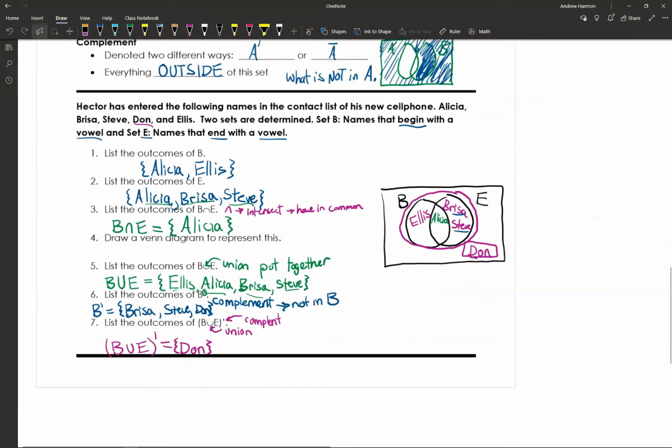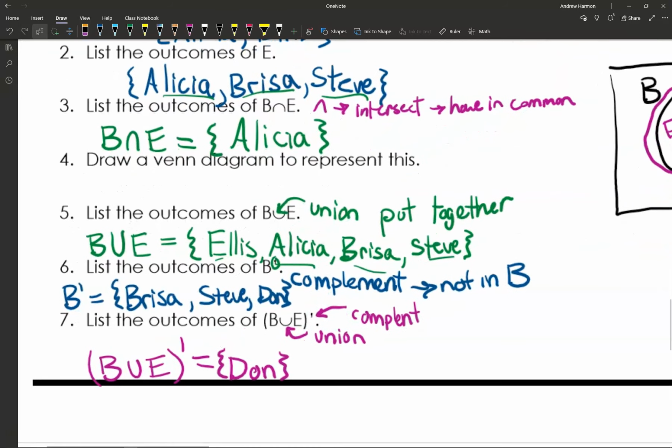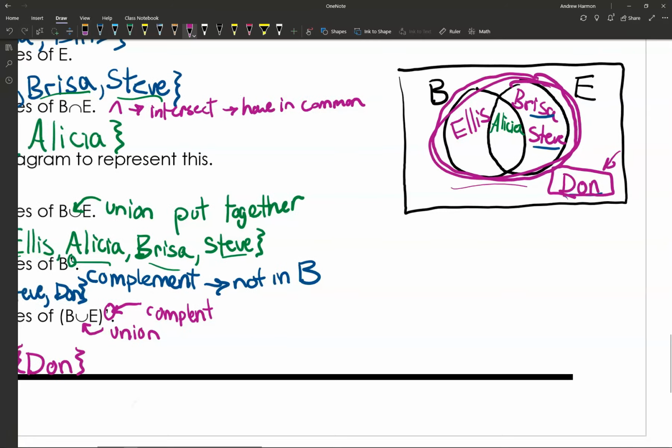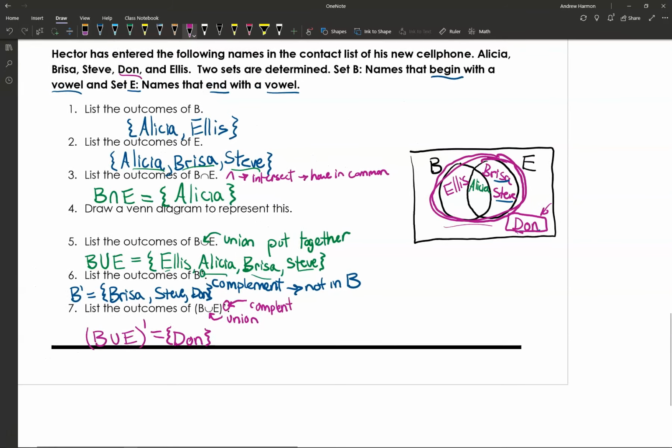These problems are done just like order of operations. You do what's in the parentheses first, and then you do what's outside of the parentheses. So we did the union first. We found that that was these four names here. And then we said, okay, well, I want the complement, what's not in the list of those four names, and that was Dawn. Alright, so continuing on this page, you guys have a few practice problems.